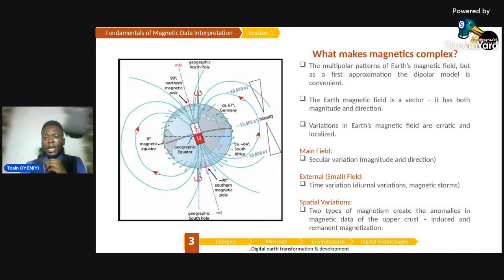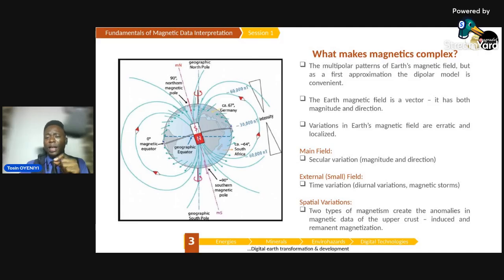Now, the second thing I want you to know is that the Earth magnetic field is a vector. It is not a scalar quantity. That is, it has both magnitude and direction. As you can see, even from the magnetic flows, the lines of the magnetic field, there is direction. There's the direction of flow. So it has both magnitude and direction.